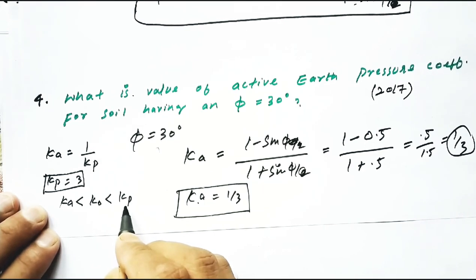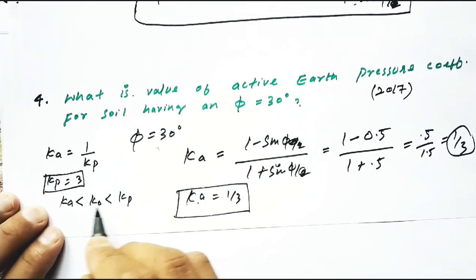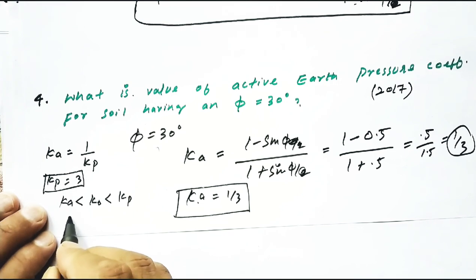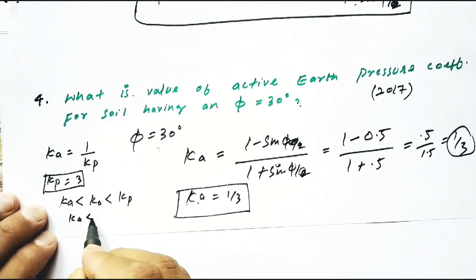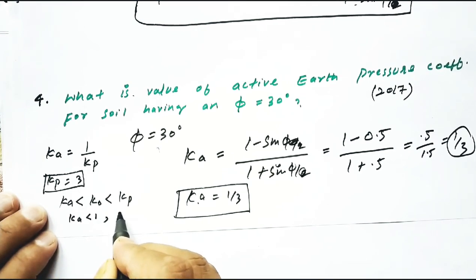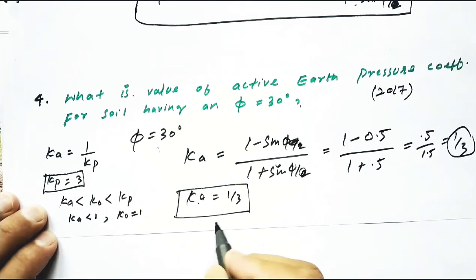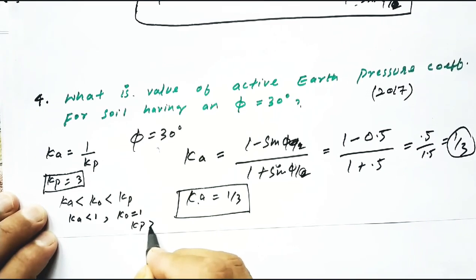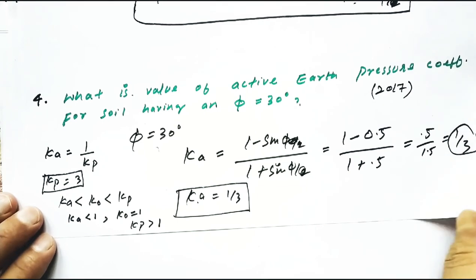And always remember, Ka is less than K naught and K naught is less than Kp. So Kp is the coefficient of passive earth pressure which is maximum, and Ka is active pressure which is minimum, and K naught is the coefficient of earth pressure at rest. And Ka is always less than 1 and K naught is equivalent to 1, but Kp is greater than 1. So these are the important points you need to remember in your mind.